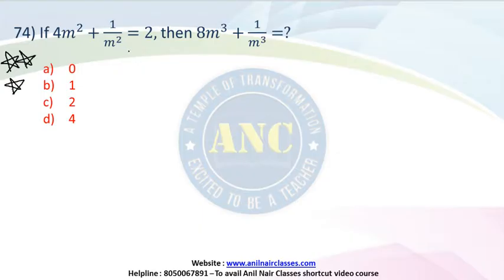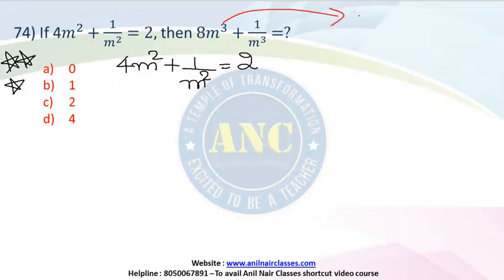Question says, if 4m square plus 1 by m square is equal to 2. 4m square plus 1 by m square value is given as 2. What you need to find is 8m cube plus 1 by m cube value. That means 8m cube can be written as 2m whole cube plus 1 by m cube. I will write it as it is.